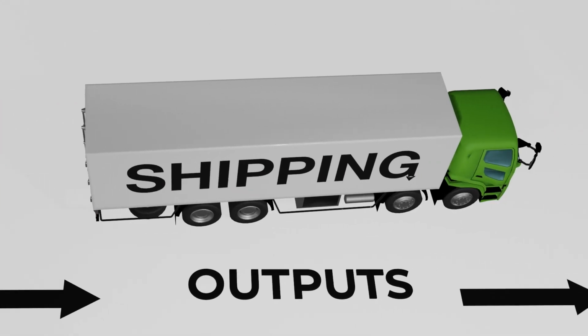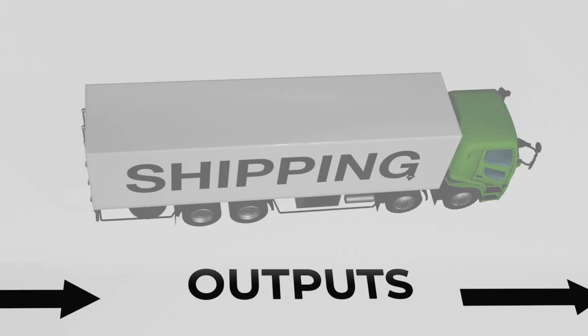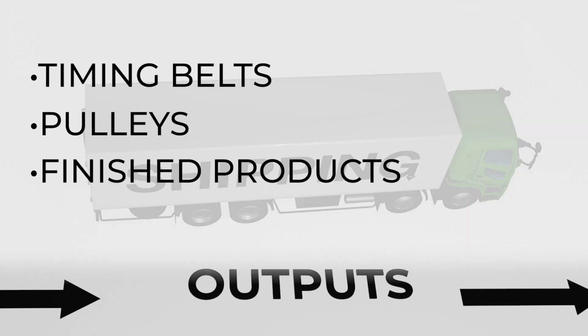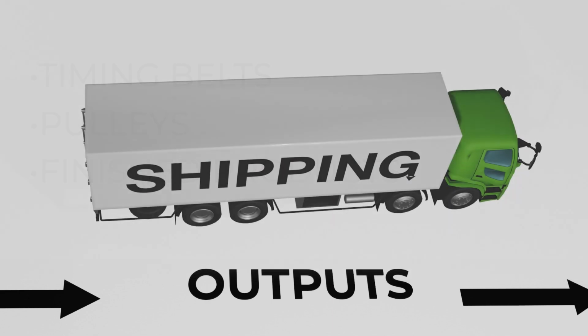These are the results of our process. If the raw materials were the input, timing belts, pulleys, and other finished products are the output. But outputs don't just apply to manufacturing. Anything produced by our process is considered an output.